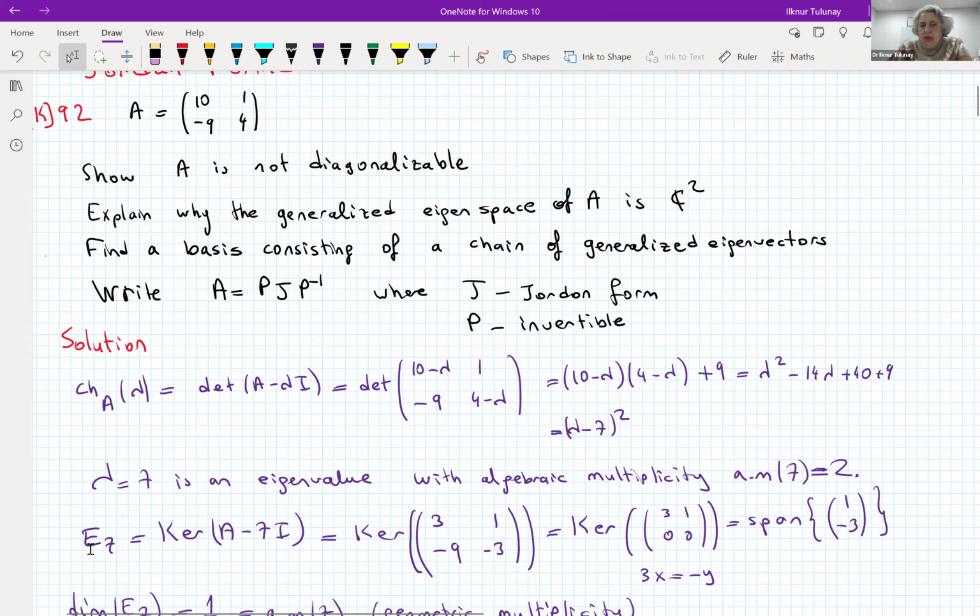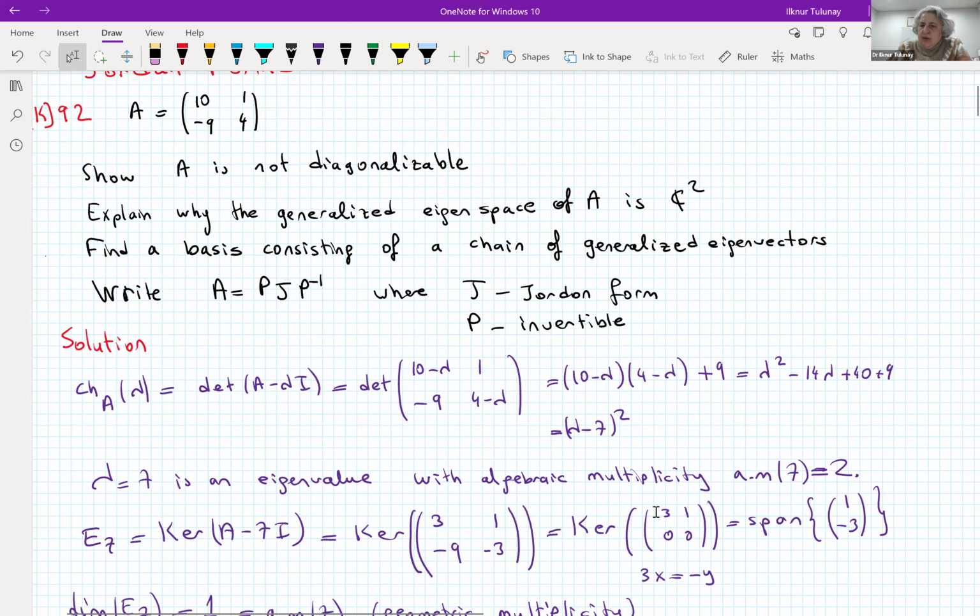Then the next step is to calculate the eigenspace E7, and that is the kernel of A minus lambda I. Now we put 7 instead of lambda in here. So 10 minus 7 is 3, and 4 minus 7 is minus 3. We need to calculate the reduced row echelon form of this matrix because we would like to find the basis of the kernel space. So this row is just 3 times this one, and if you multiply this row by 3 and add to this row, we get 0, 0.